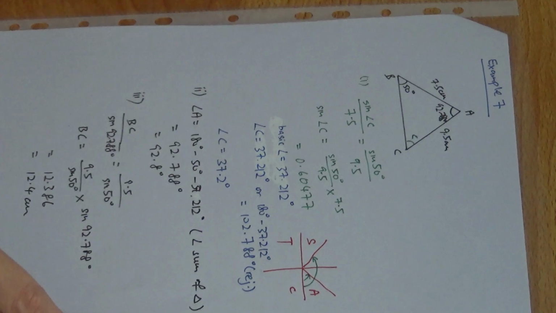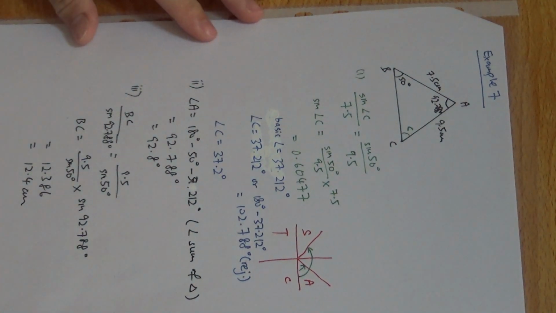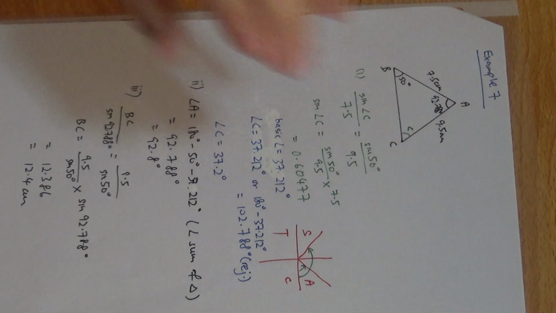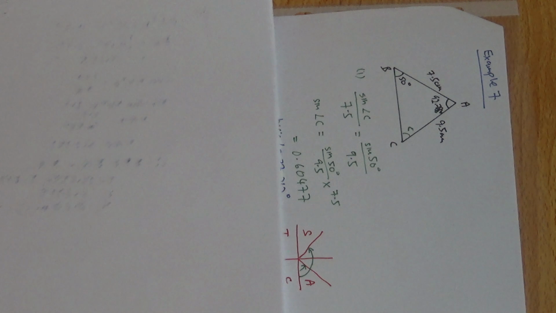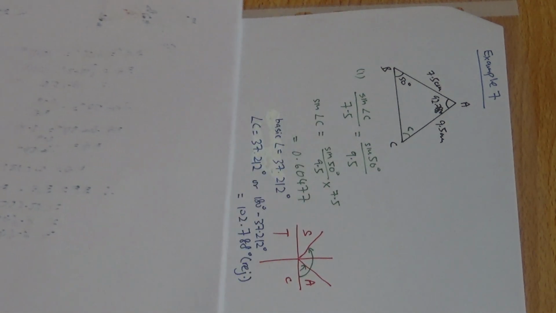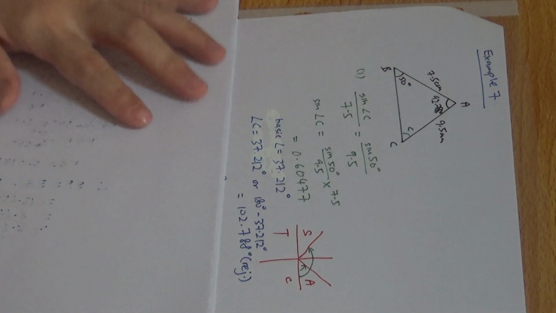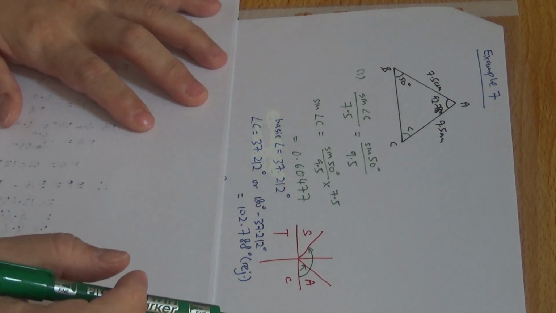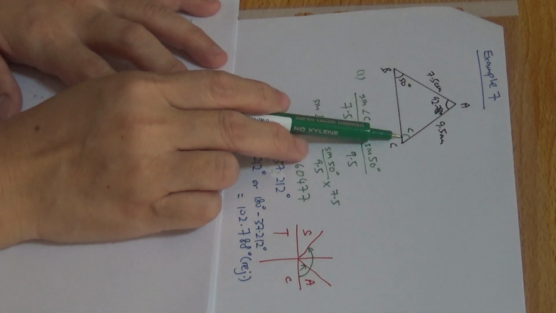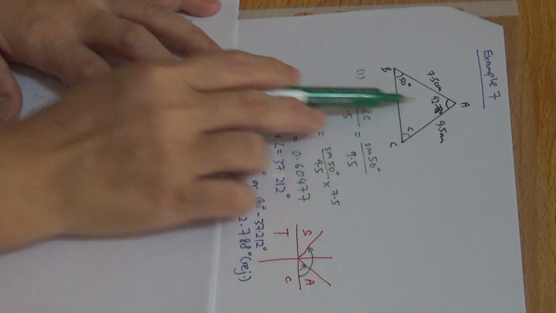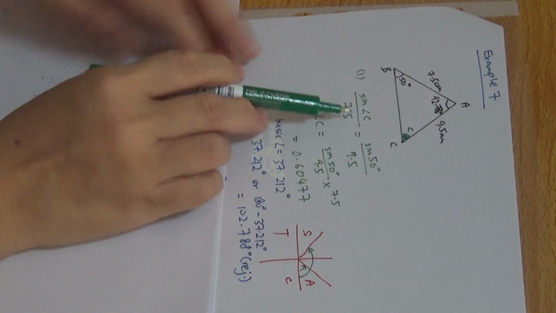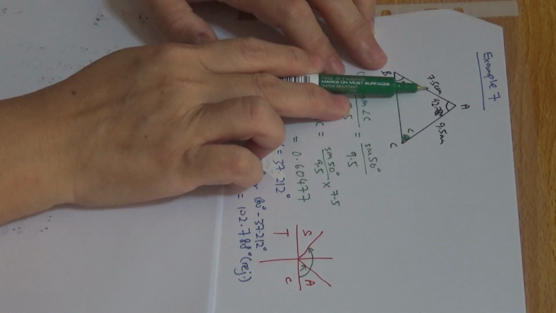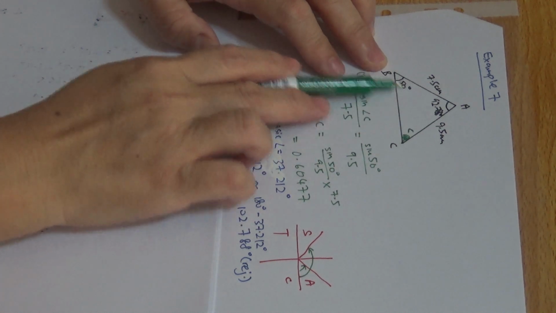Next, I'm going on to example 7. Let us take a look at example 7. What does it say? It says to find angle C. This is angle C, the angle you're supposed to find. Sine of this angle over 7.5 will be sine 50 over this.